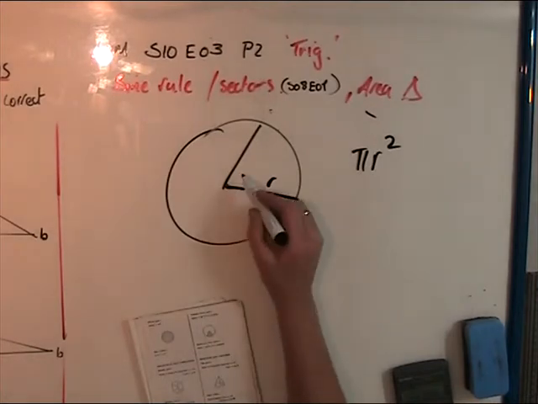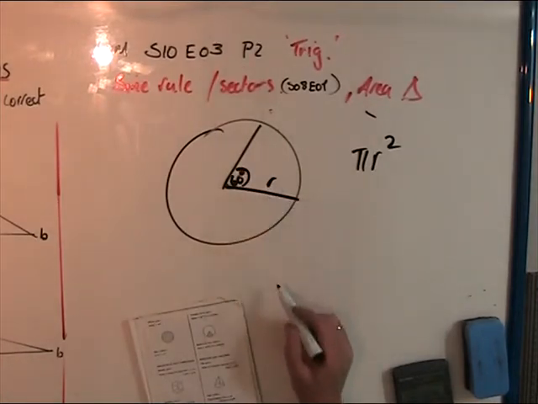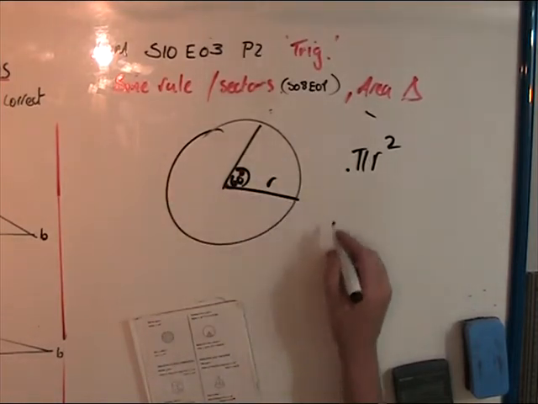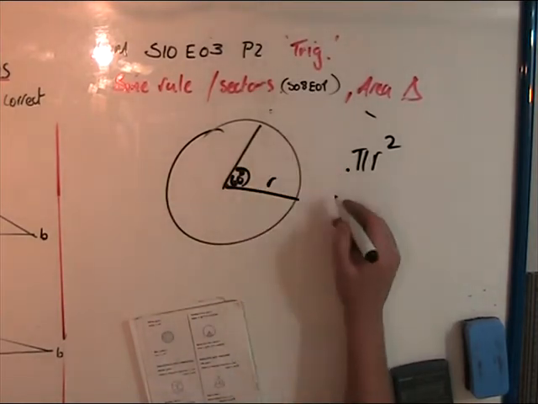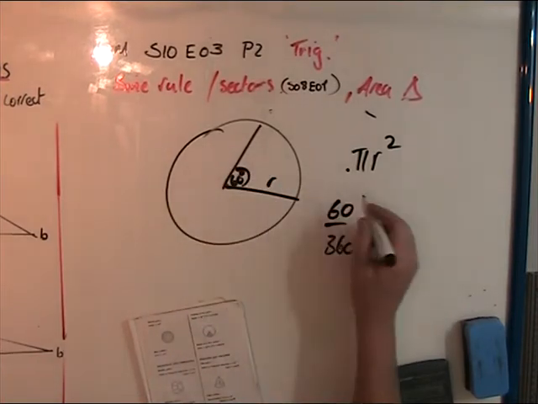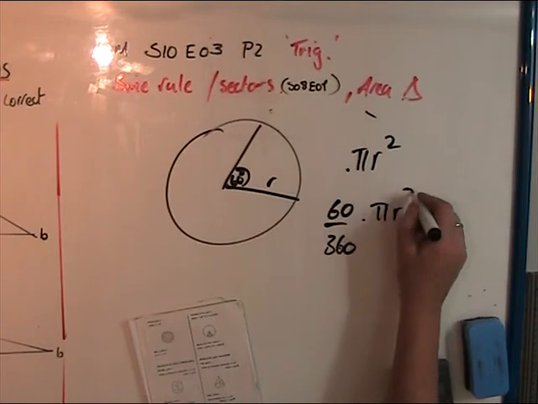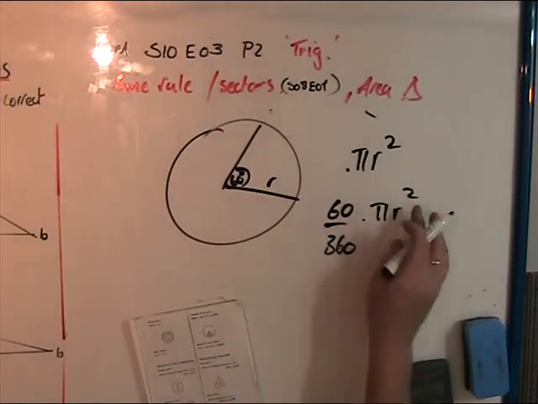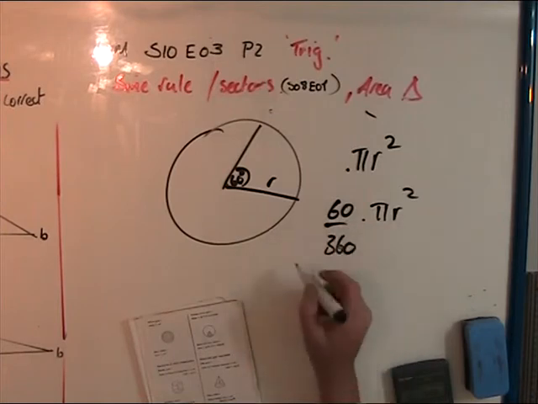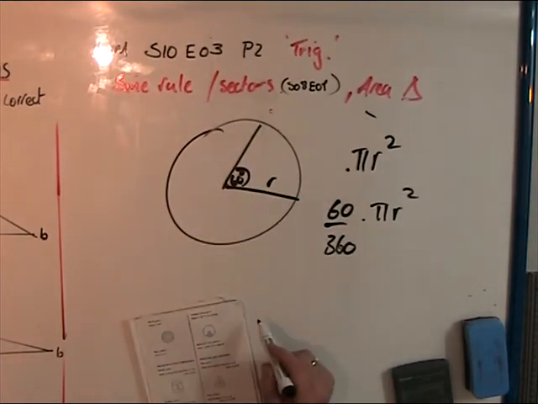Now, if I'm told that this angle is 60 degrees, I know that is going to be a fraction of a whole of 360. So for me to find the area of this sector, it's 60 over 360, because that's the full revolution, multiplied by pi r squared. So it's a fraction of the whole circle as such.